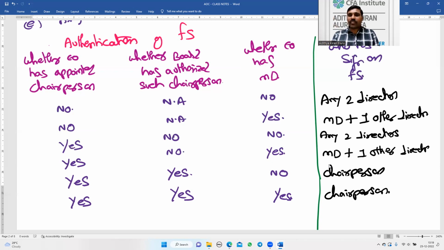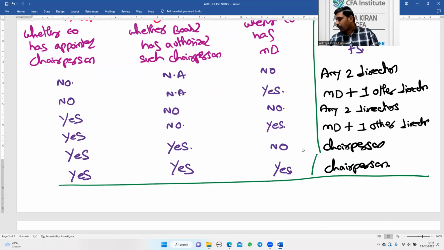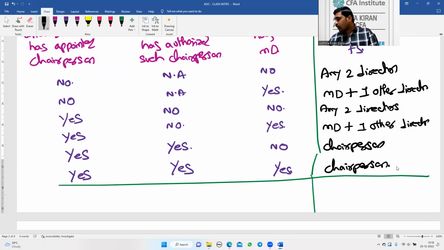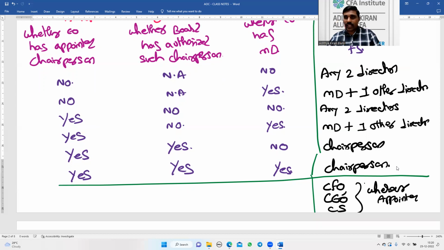So straight away we have to take the chairperson. In all the cases, this is one thing. Apart from this, in all the cases, what we should do? Plus in addition to that, chief financial officer, company secretary, chief executive officer, company secretary. In addition to the above, wherever appointed, it's not that mandatorily these persons should be there in the company.